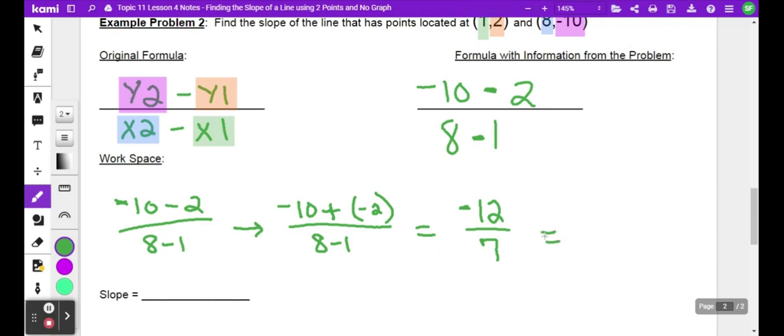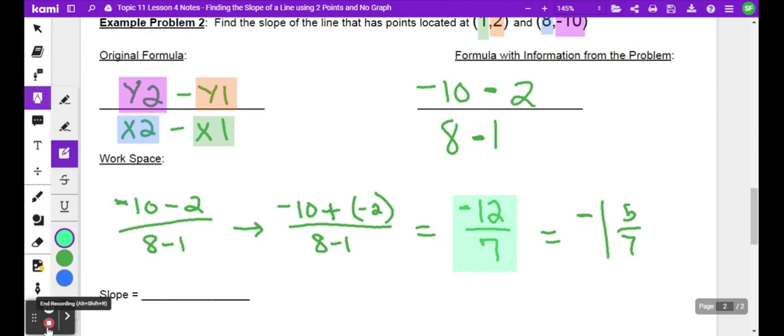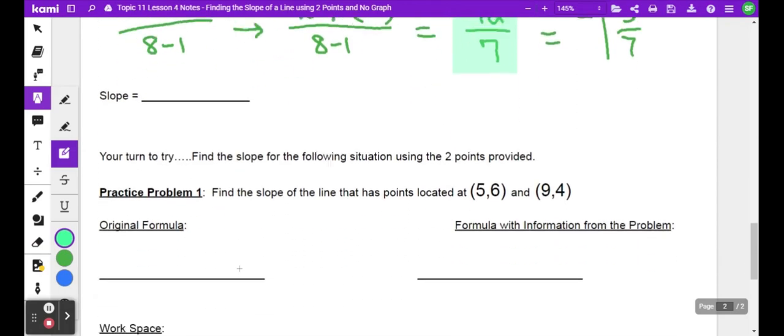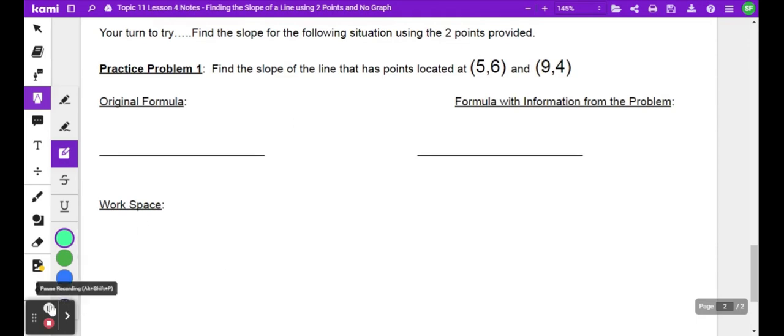Some of you like to convert them back into mixed numbers. So this would be negative 1 and 5/7 if you converted it back to a mixed number. Let's try and just stick with keeping it as a fractional form and simplifying that fractional form versus trying to put it in as a mixed number. Make sure you're also staying organized here when you plug your numbers in. You got to be consistent. And I would like you to go down and try this problem on your own with the points of 5, 6, and 9, 4. And then you can check back to see the results in just a few seconds.